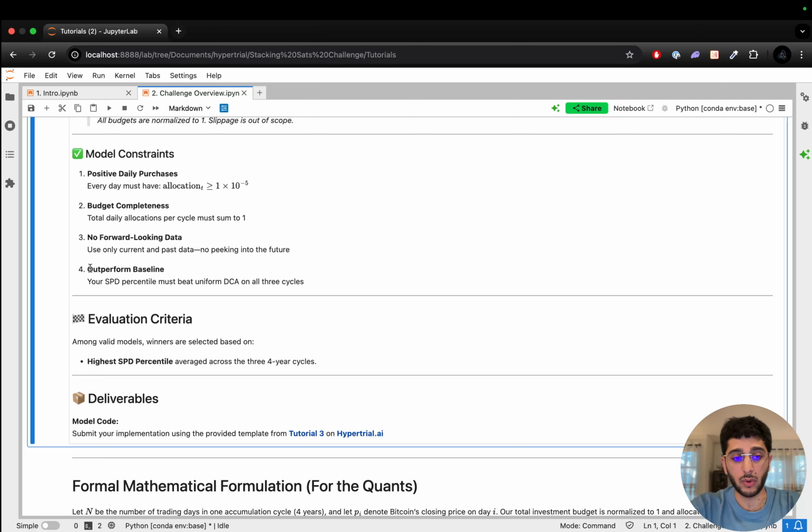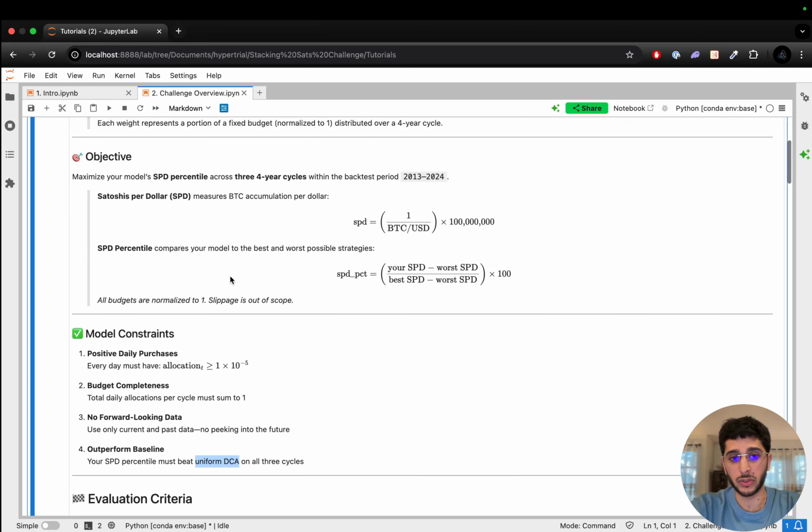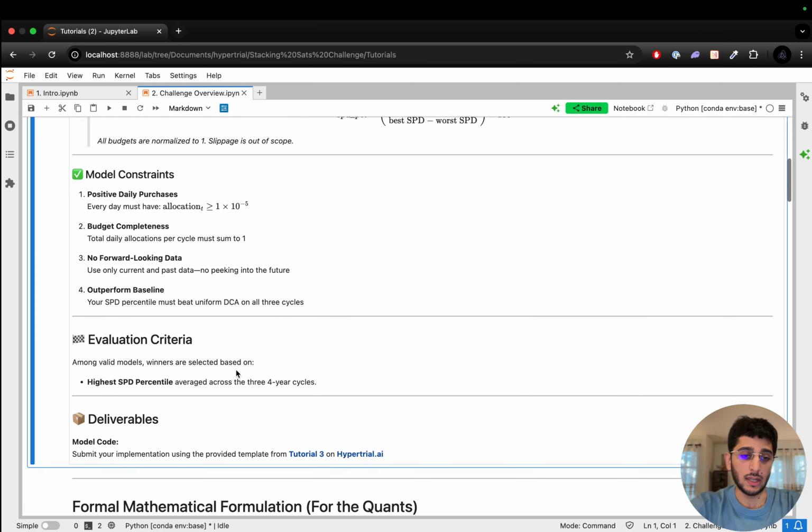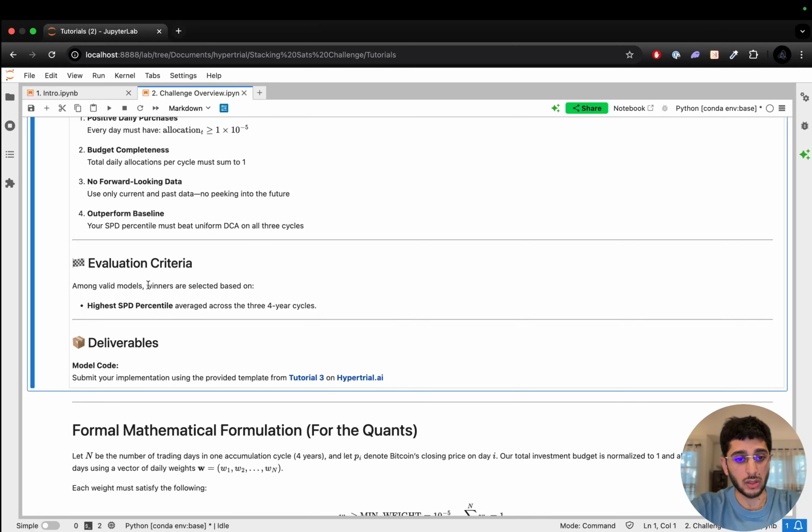Lastly, when we say that we want to improve dollar cost averaging, that means that your metric, your Satoshi per dollar percentile, must be no worse than the standard uniform approach, the uniform dollar cost averaging approach, on any of the 3 cycles that are defined over this backtest period. Lastly, we're going to evaluate the models based on the highest SPD percentile averaged across the 3 4-year cycles from that same backtest period. And what you're going to be working on is the code.